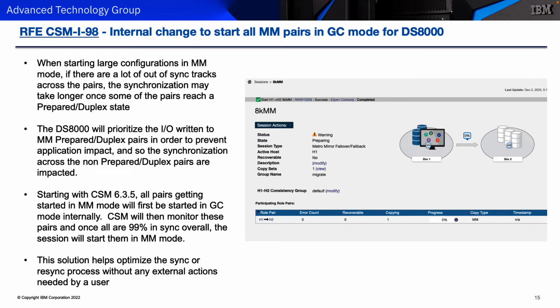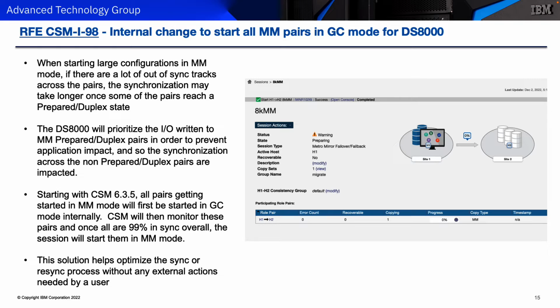And they could do that today by creating a scheduled task, but they kind of wanted it to be done internally because this is, I guess, a best practice, so that you can synchronize as fast as you can. So with all that said, in the 6.3.5 release, CSM has changed it so that internally, no change necessary for the customer.